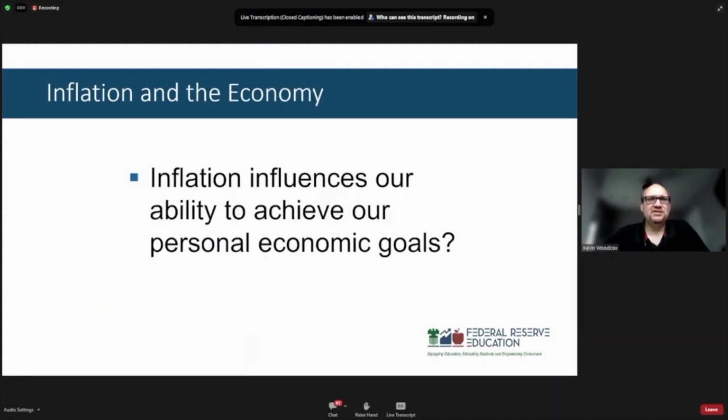All right, so inflation influences our ability to achieve our personal economic goals. So we really then pivot back to that question about the goals. We want the students to remember how it's important to achieve a goal, why goals matter. And we want them to start thinking about how their choices are affected by inflation and how goals are affected by inflation. So we're going to do an activity as a group where we're going to see how unexpected inflation might affect you depending on your economic circumstances.